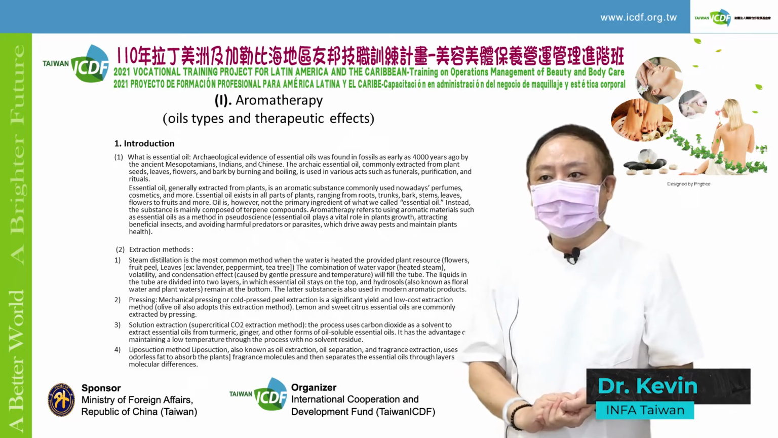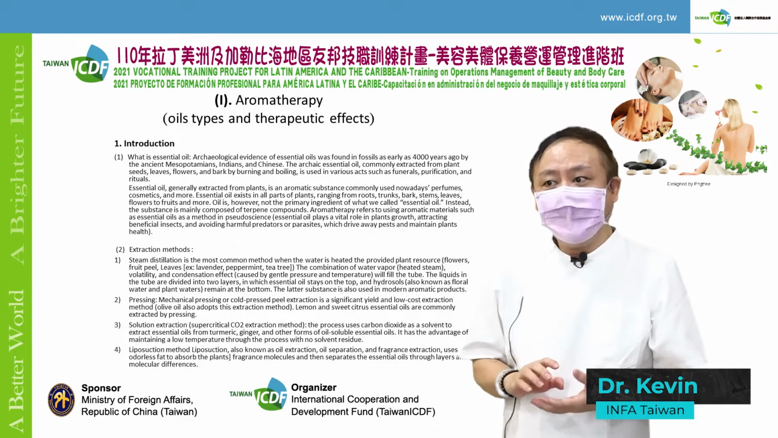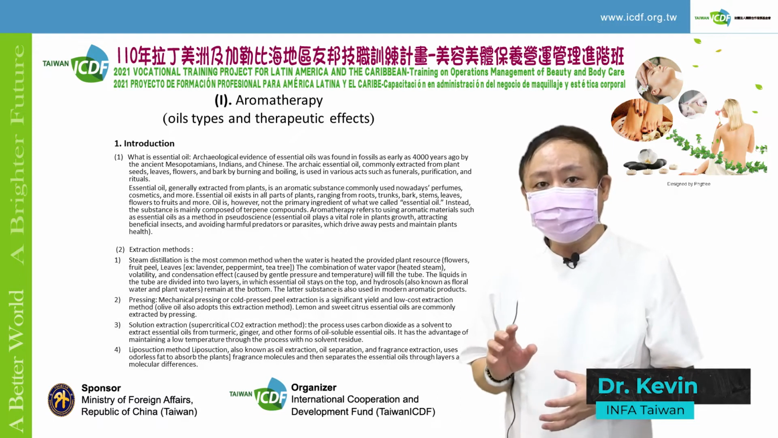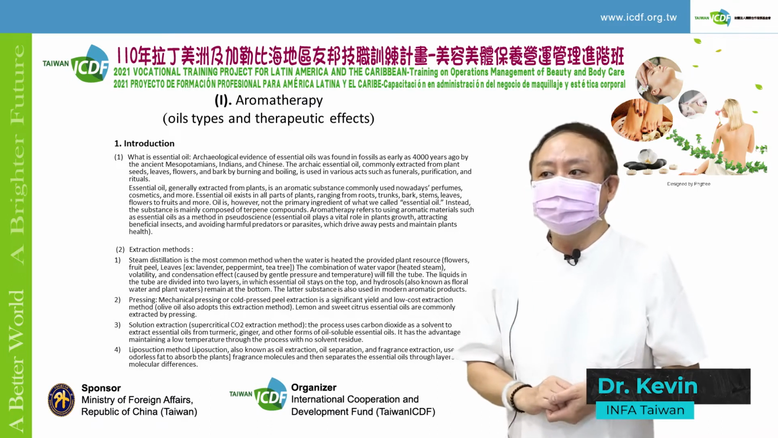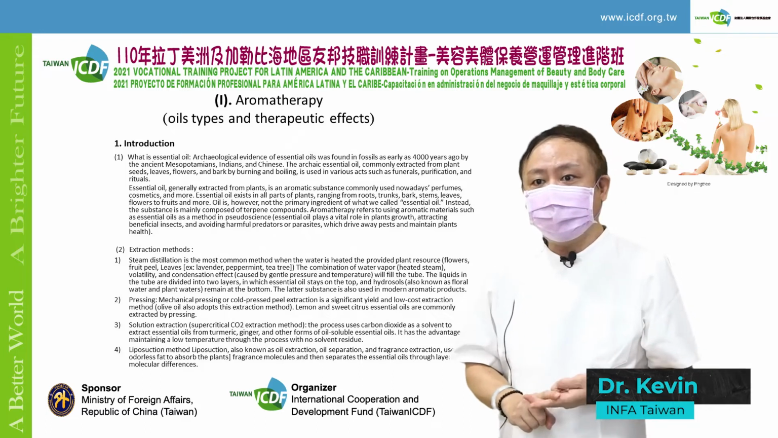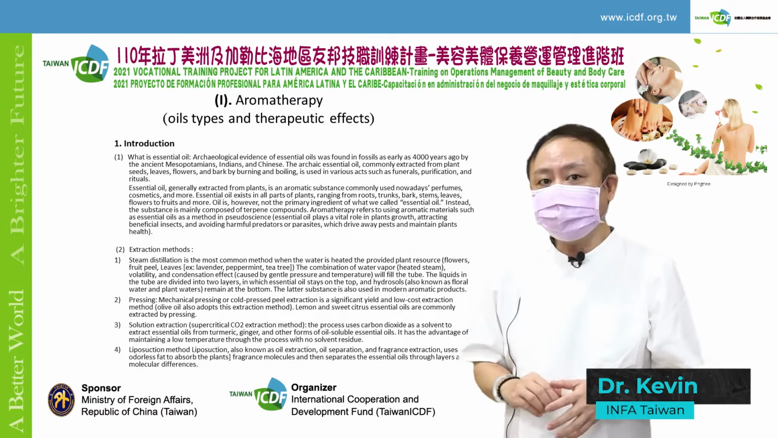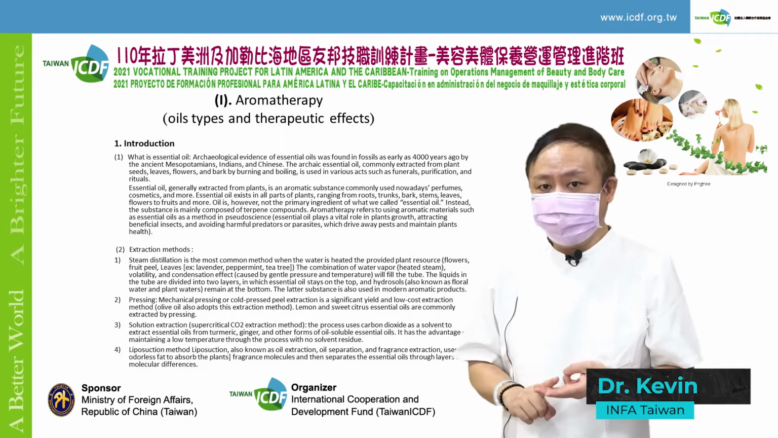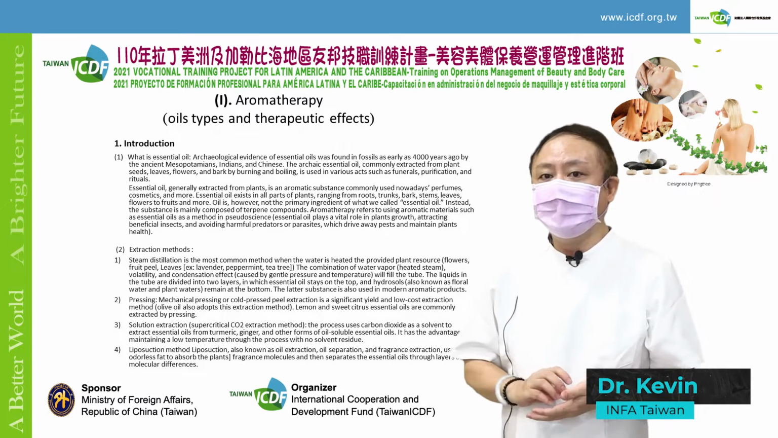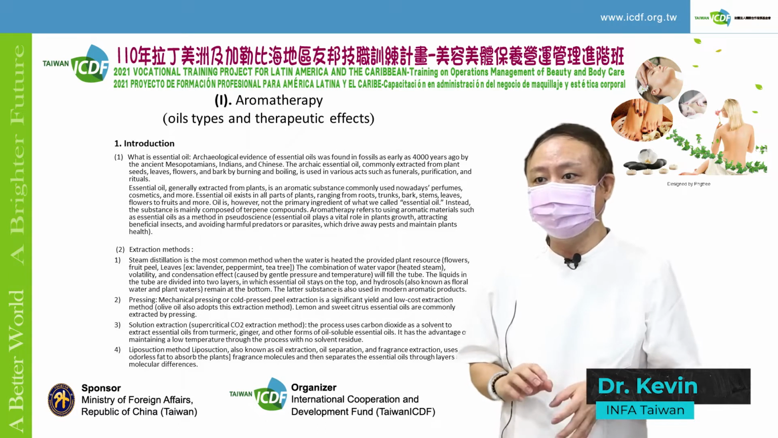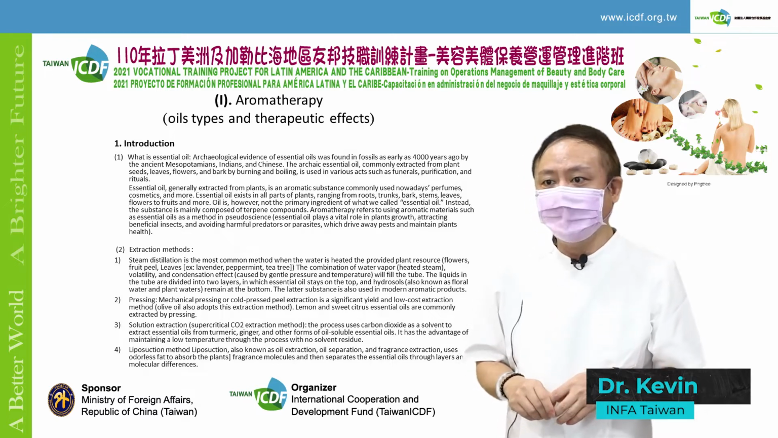The third one is a CO2. It's a supercritical CO2 extraction method. The process uses carbon dioxide as a solvent to extract essential oils from the skin, fruit, and it is very often used for turmeric, ginger, and these are used through the CO2 extraction. This is a little bit higher technique and it is higher in cost. So it is the most advanced essential oil extraction method, but it is also the highest cost. So the disadvantage is actually higher cost.